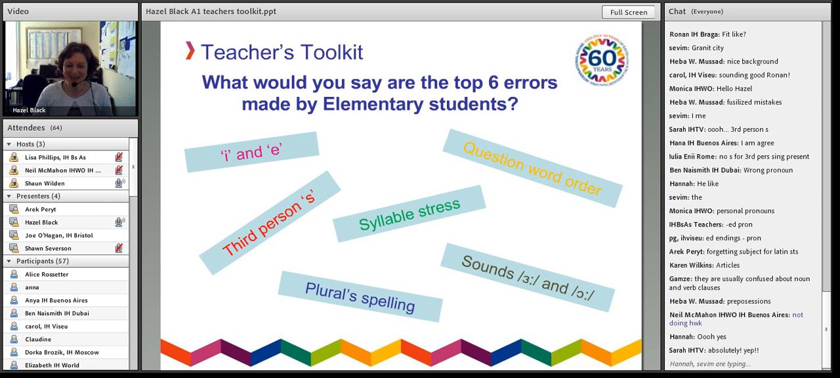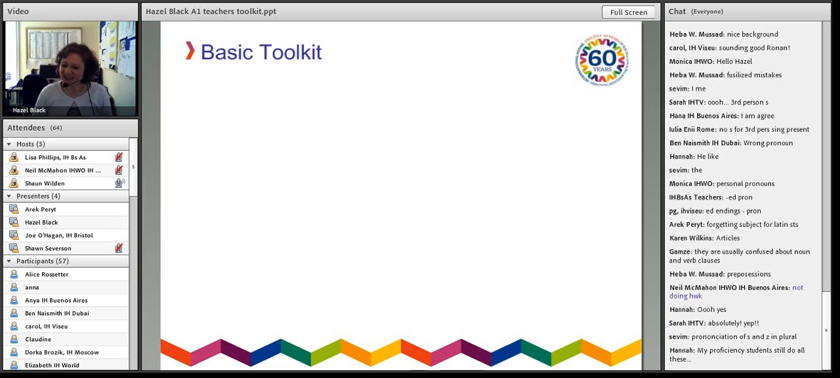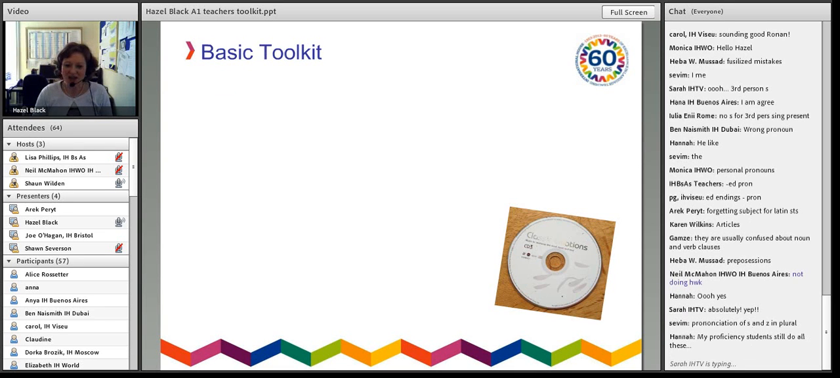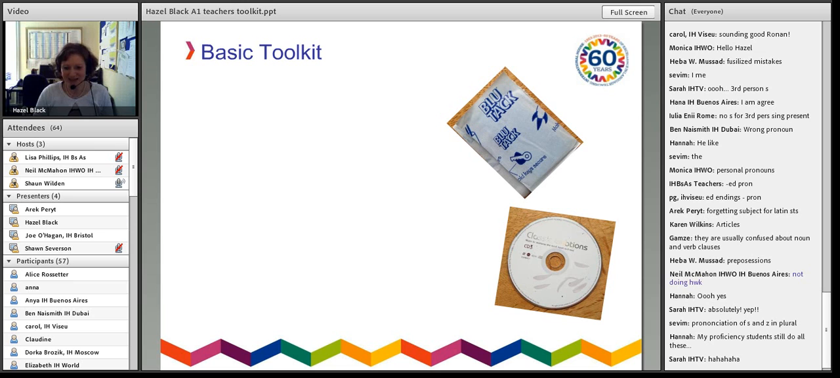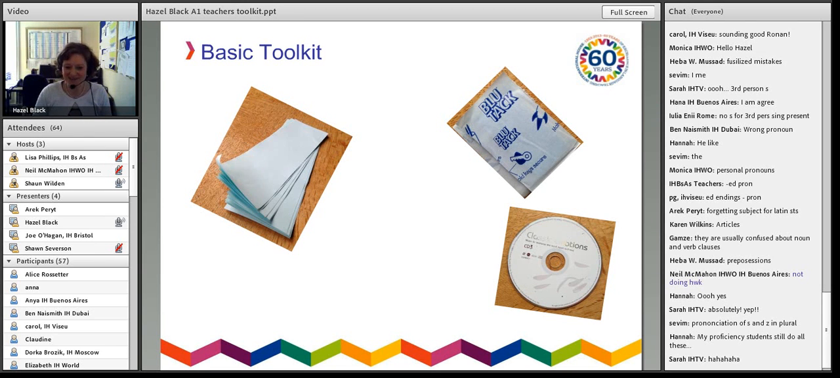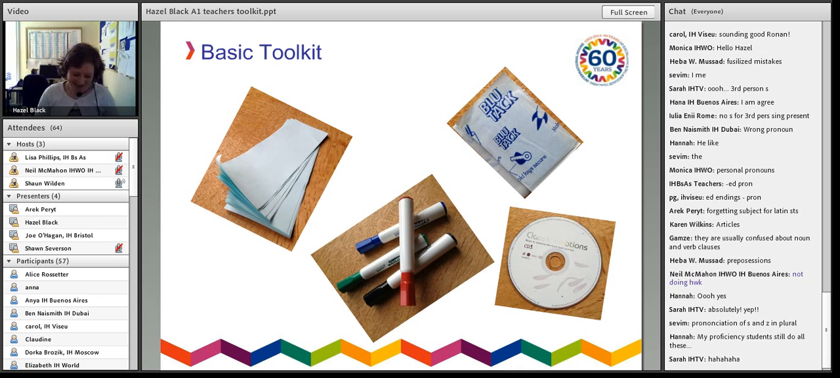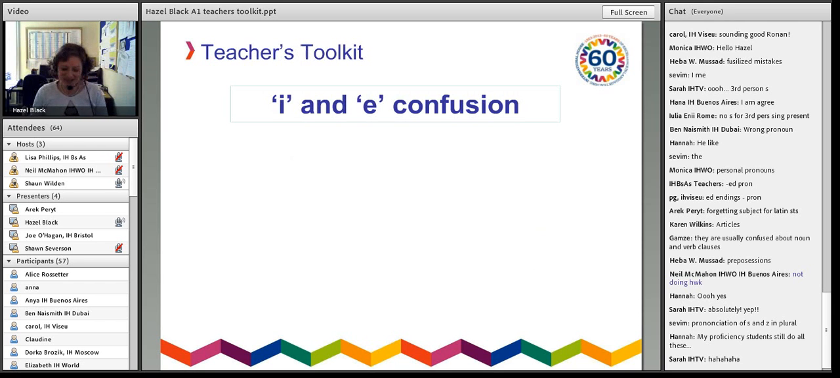Okay, here are my top ones. I and E with spelling, that's a big one for us here. Question word order, third person S, plural S, yeah. Sounds and O are difficult ones. And syllable stress. Okay, so these are the ones that I decided I would particularly target in my toolkit.